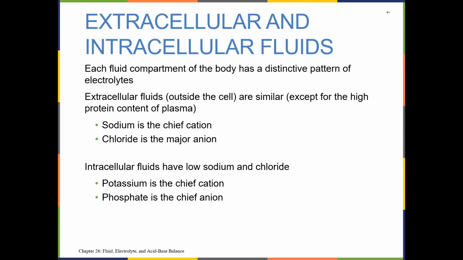Within the cells, we don't have a whole lot of sodium and chloride, but we have potassium and phosphate. The #1 cation inside the cell is always potassium. Remember the muscle cells with sodium outside and potassium inside, and the nerve cells with sodium outside and potassium inside. Potassium is the chief cation inside the cell. Phosphate is the #1 anion. The negatively charged phosphate is inside the cell.